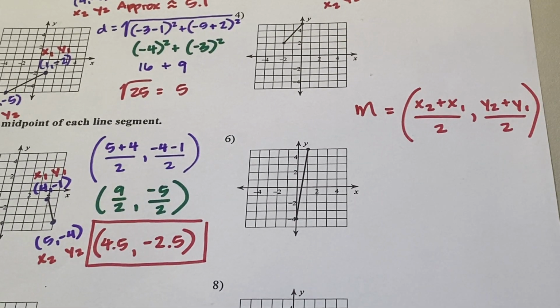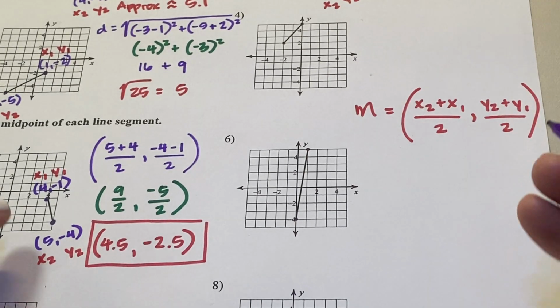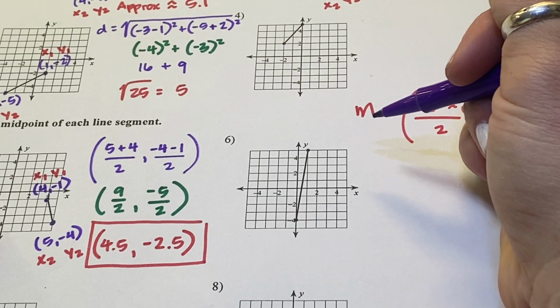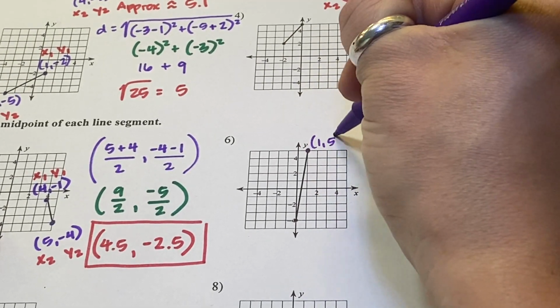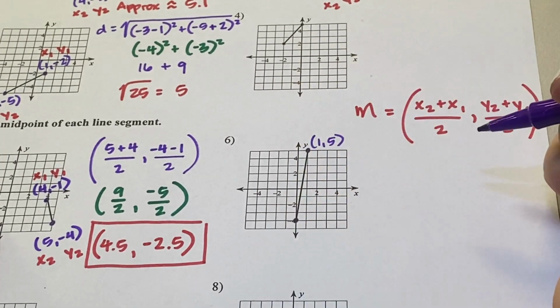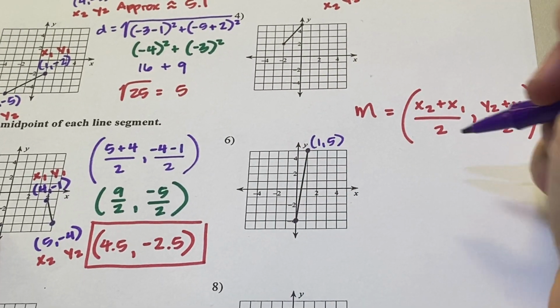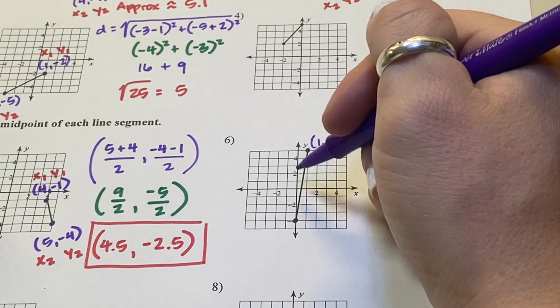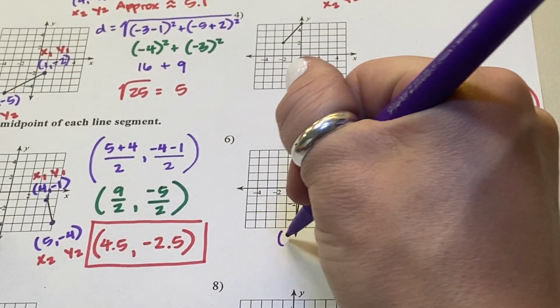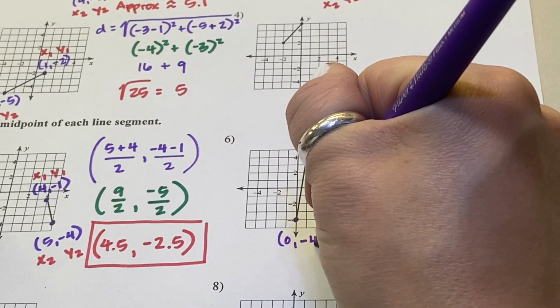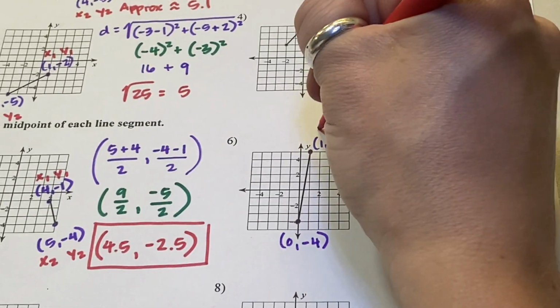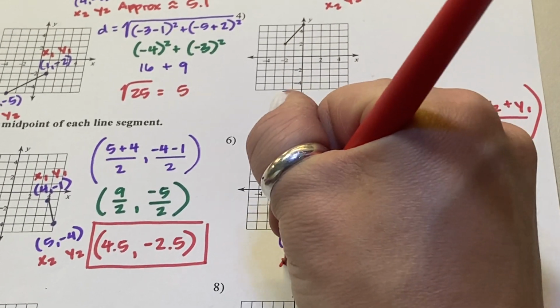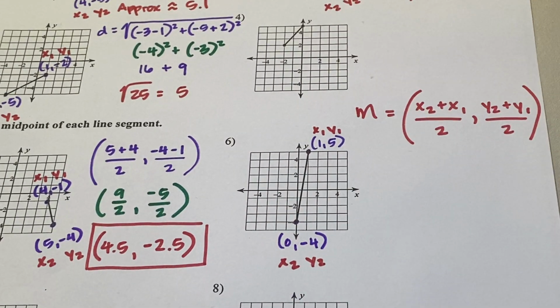Number 6, what two coordinate points am I working with here? Carl, what you got? Positive 1 and positive 5. Beautiful. Positive 1, positive 5. What about this guy down here? Carl? Negative 4.0. Ooh, very close. 0 for my x, and then down to negative 4 for my y. Beautiful. Okay, x1, y1, x2, y2.